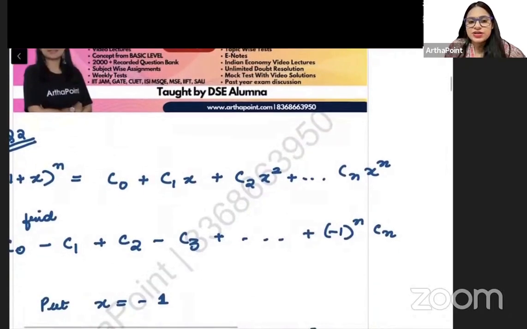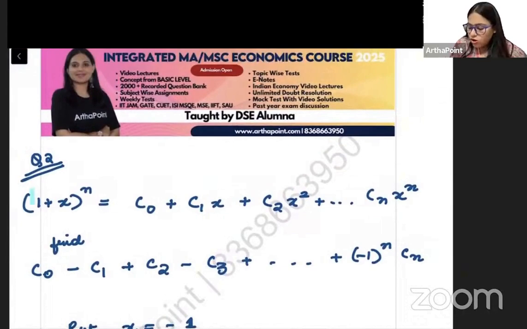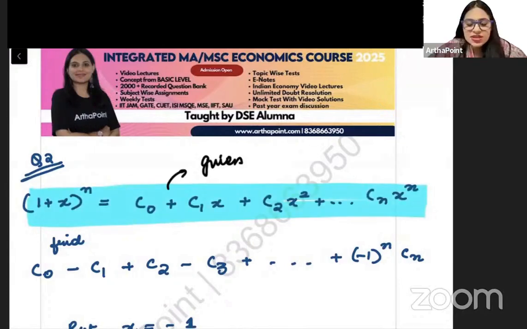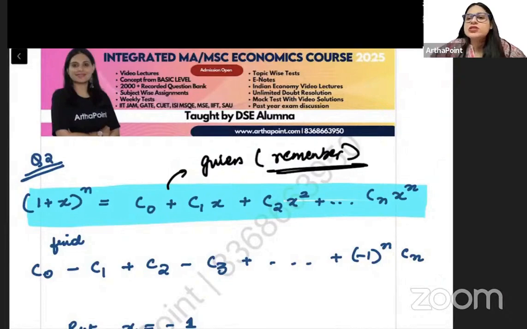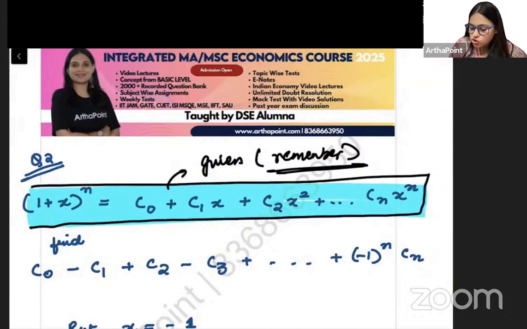Look at the second question, beta. In the second question of this sample paper, you are basically already given this expansion. Sometimes in the exam, this expansion may not be given to you, so you need to remember this expansion, beta. You should know what 1 plus x to the power n is, and 1 plus x to the power n is nothing but c0 plus c1x plus c2x square and so on. You need to remember this expansion.